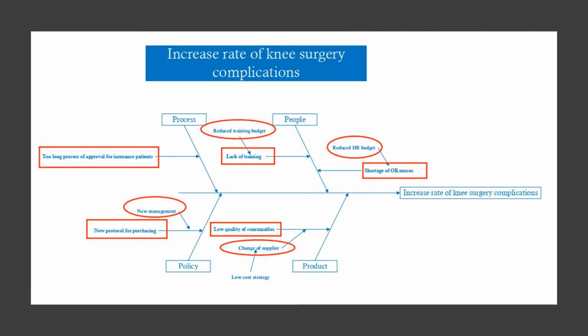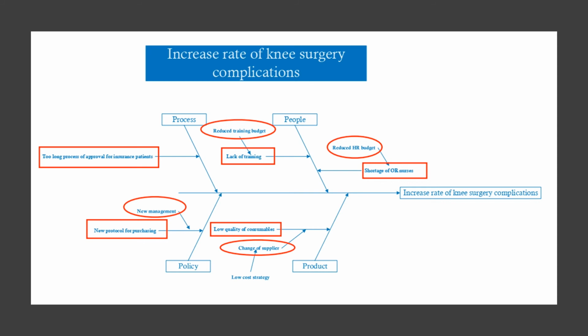Yes, let us go down to the product category. Product is a major group of causes. One of the primary causes under it is low quality of consumables. This is a primary cause stemming from the main branch. However, assume that we think that this is not the end. There is another clear reason causing low quality of consumables. What is it? Change of suppliers. Now, we have a secondary cause.